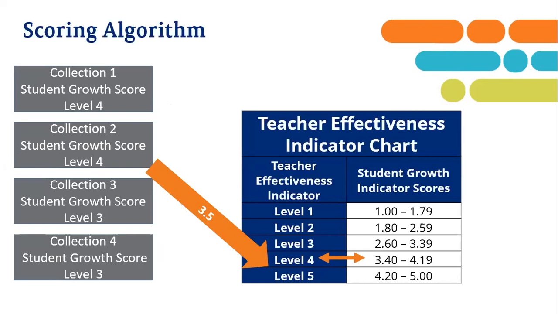These 4 scores of student growth are then averaged and compared to the teacher effectiveness indicator chart. The average of the student growth scores for these 4 collections is 3.5, which corresponds to level 4 because it is between 3.40 and 4.19. This teacher's portfolio teacher effectiveness score is a level 4. That is the score that will calculate into their overall LOE as 35%. Observations will account for 50%, and the student achievement score will account for the remaining 15% of the LOE calculated in TN Compass.